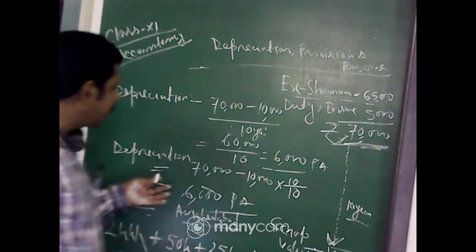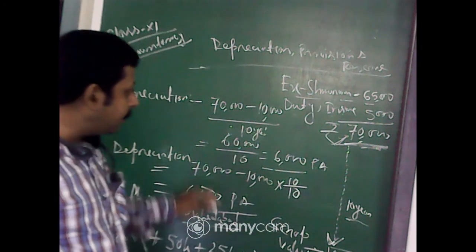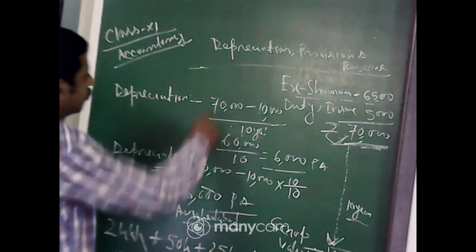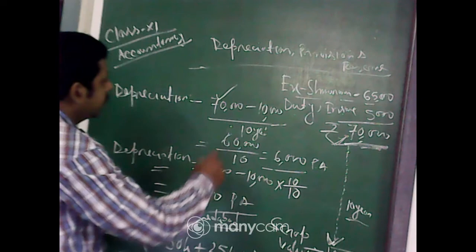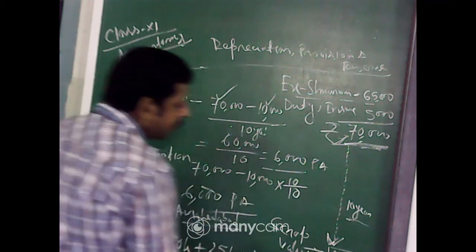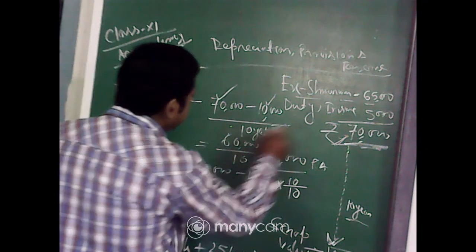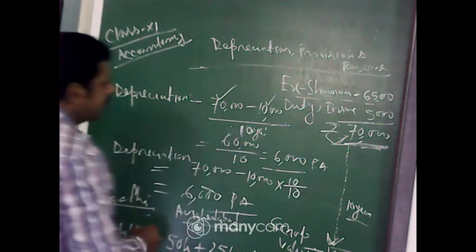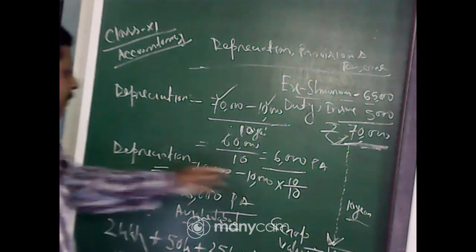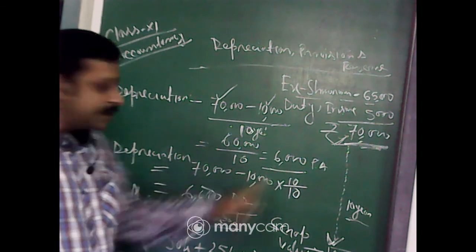Here I have also done the calculation. That's the way you have to consider the depreciation. The total cost of the scooter is 70,000. The scrap value, that is residual value, is what you get if you sell the goods after 10 years, which is 10,000. Then you divide by the years, and you get 6,000 per annum. This you have to charge each and every year.